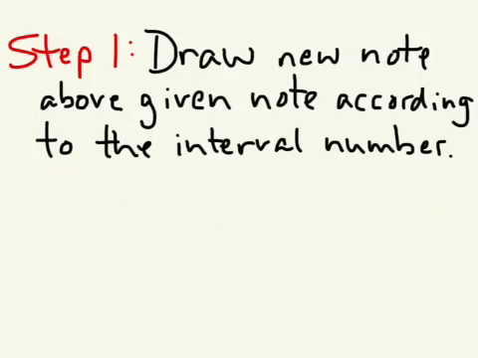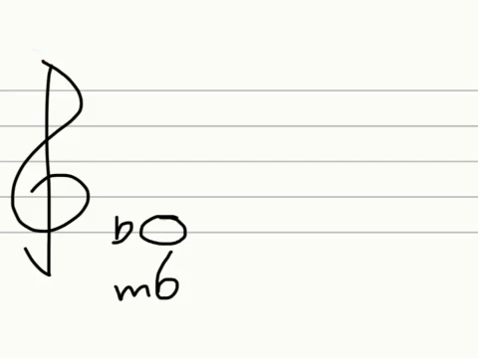Step 1. Draw the new note above the given note according to the interval number. Here we're asked for a minor sixth above E flat. The first step is simply going to be to write the new note up a sixth. So I count starting on the note that I'm on: 1, 2, 3, 4, 5, and I get my new note here, which is C.